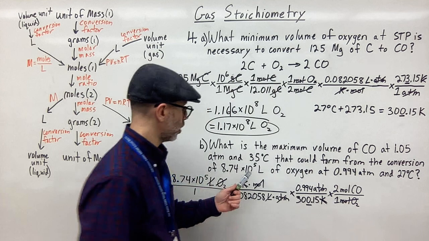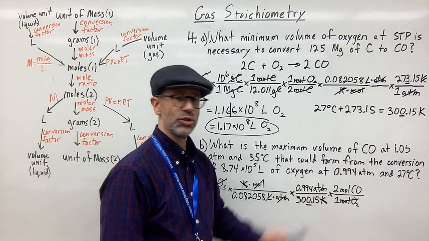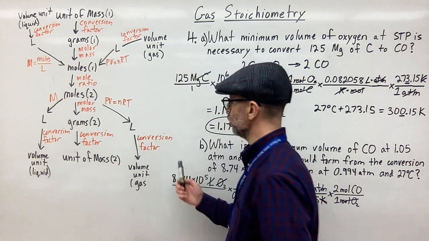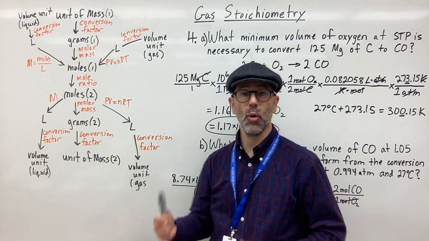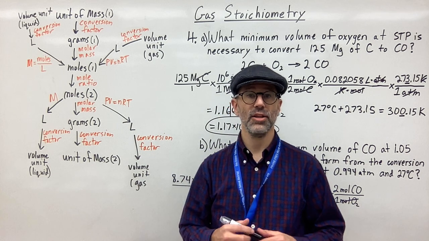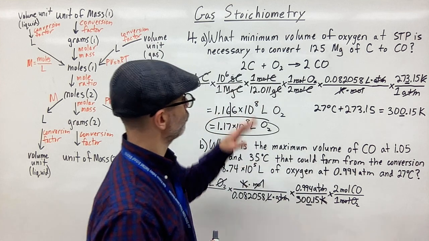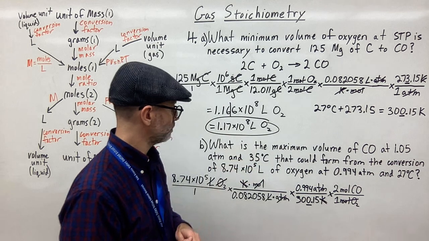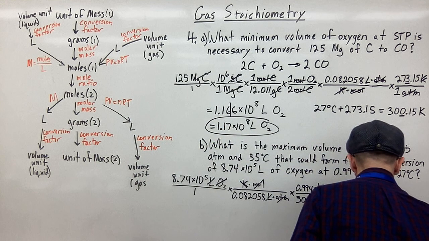They're asking for the maximum volume. So we need to get to liters again. So we're going to have to convert to liters of this gas. So we're going to have to go back to using the R value, and then canceling out with the new set of atmosphere and temperature. So let's go ahead and do the R again.